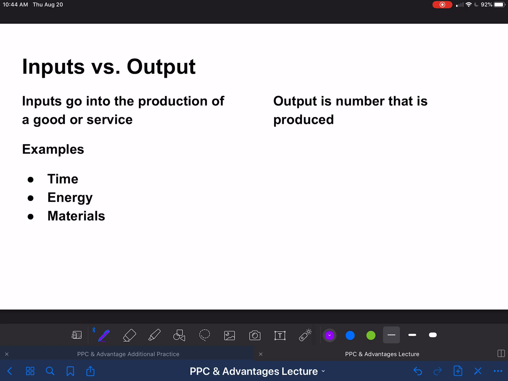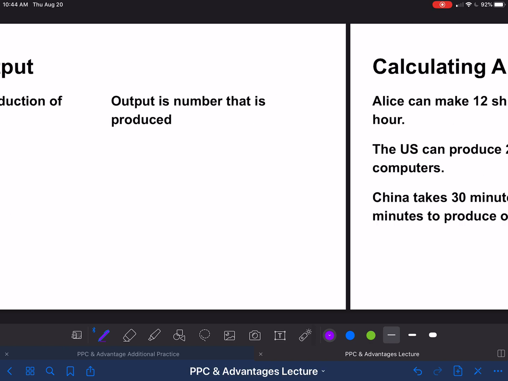They both made 1 shirt, but Tom only needed 1 minute and Lisa needed 2 minutes. We could also talk about lumber or energy. We could also look at different forms of time like days or hours. We could talk about people. That would also be an input. Output is just the number that's produced. So if Tom can make 5 shirts and Lisa can make 10, that's output. We're just talking about the number that they can produce.